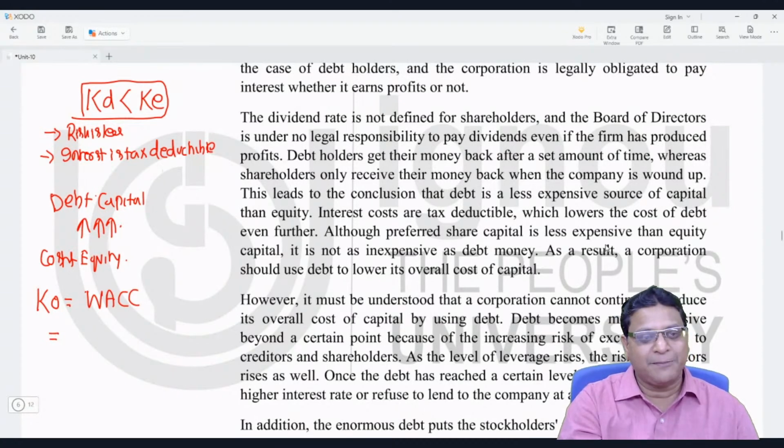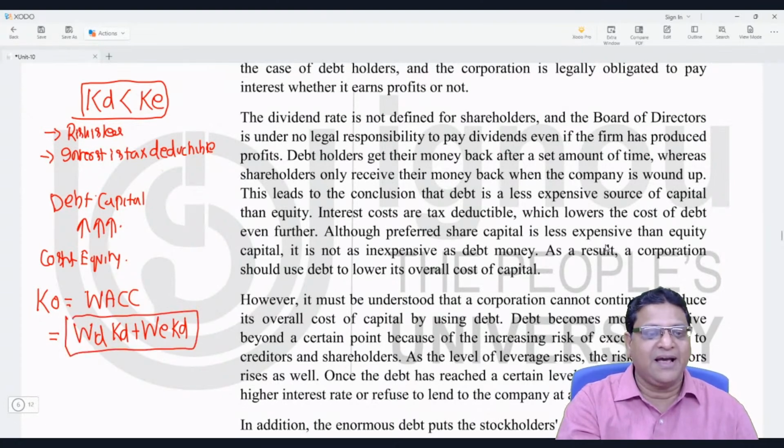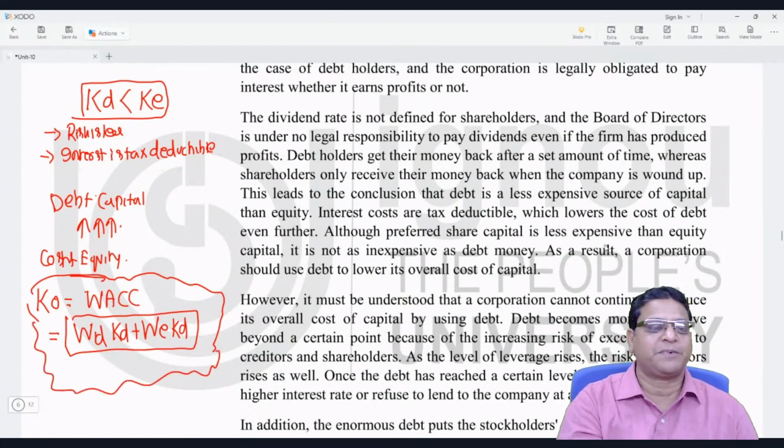Weighted average cost of capital is calculated by taking the weight of the first source into the cost of the first source, or weight of debt into cost of debt plus weight of equity into cost of equity. This is the formula to calculate weighted average cost of capital, or KO, or overall cost of capital.